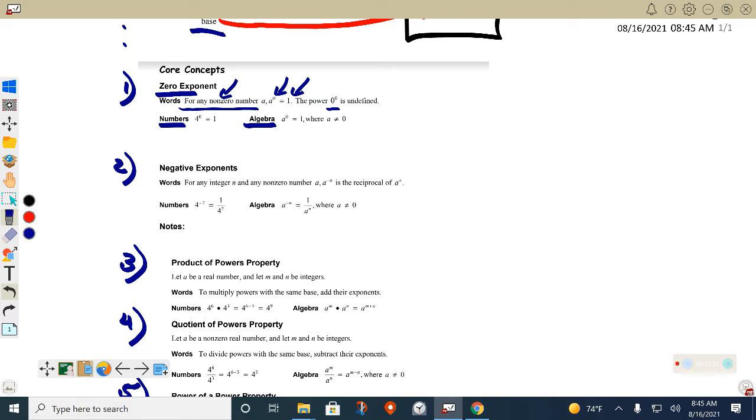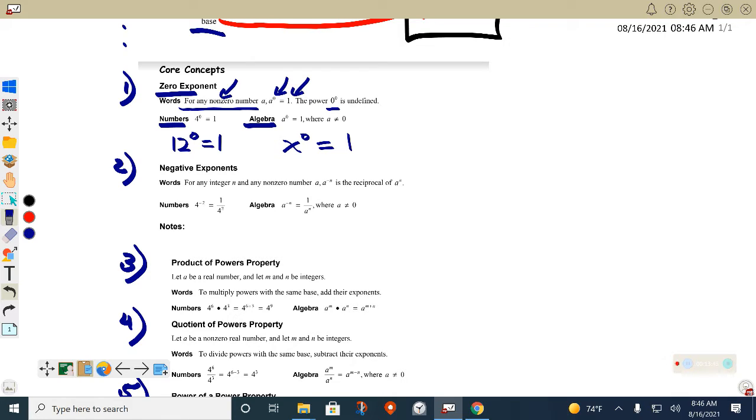Let me give you 2 more. Diaz, what's your favorite number? 12. 12 to the 0 power. Diaz's favorite number is a non-zero number. It's raised to the 0 power. It's 1. I don't know what else to tell you. Let me use a variable now. X to the 0 power is 1.